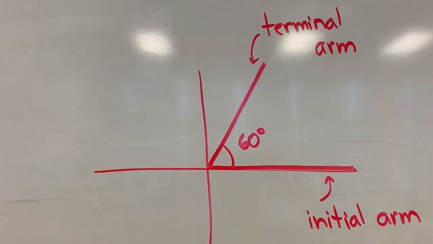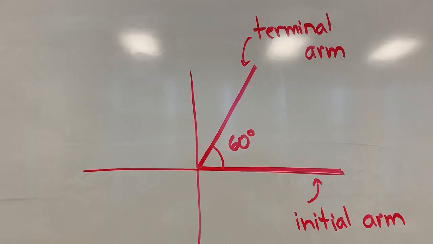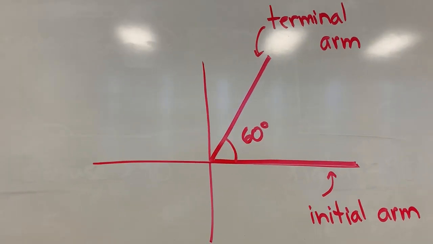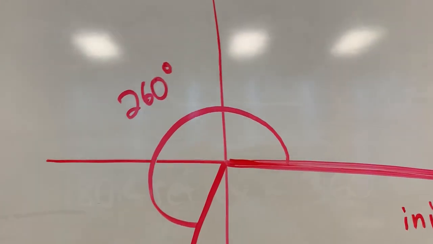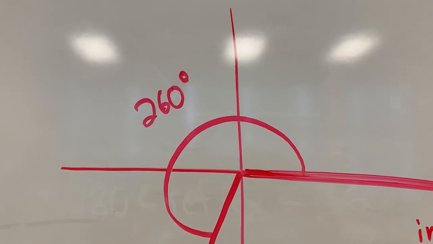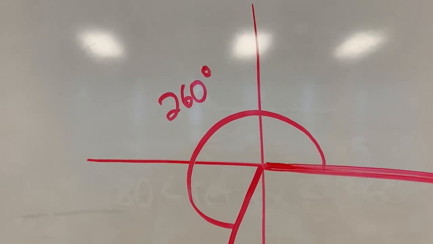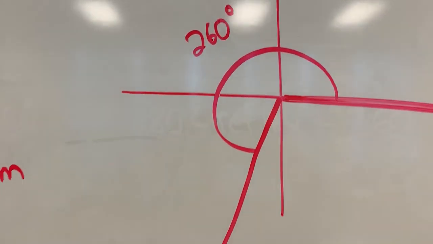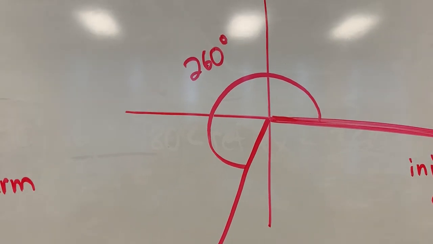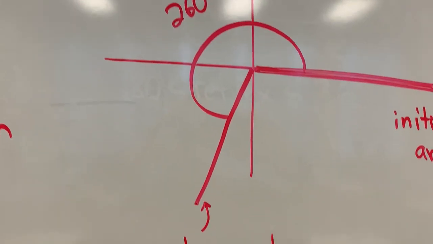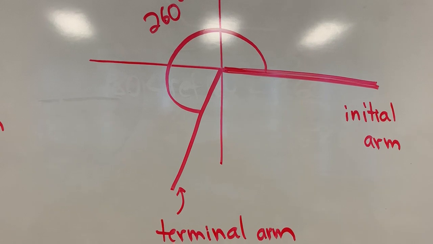Now, if somebody said draw a bigger angle, an angle of 260 degrees, I would still start in the exact same place. Initial arm, same spot, but I have a much bigger rotation. So I say 90, 180, 270 is too big, so I'm just right about there. Again, we're not using rulers or protractors, but close enough. I'm in the right quadrant, and I have my terminal arm located there.